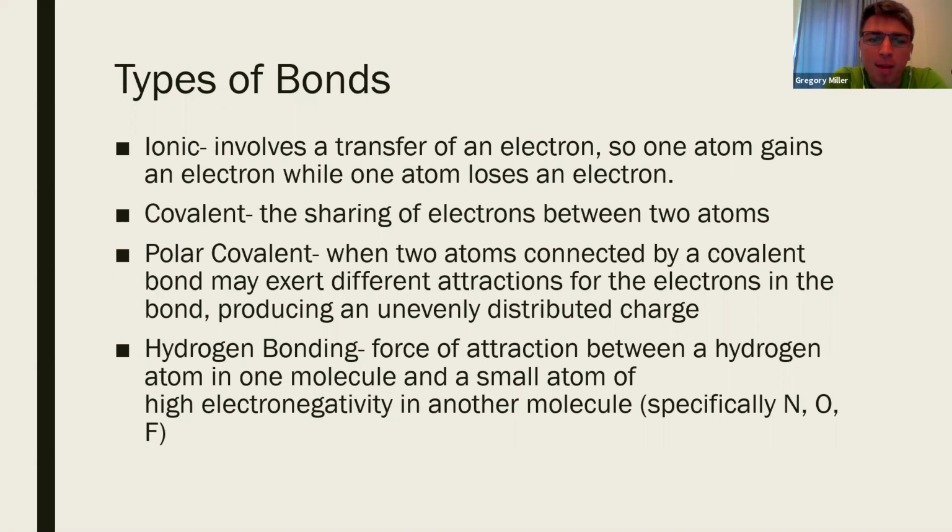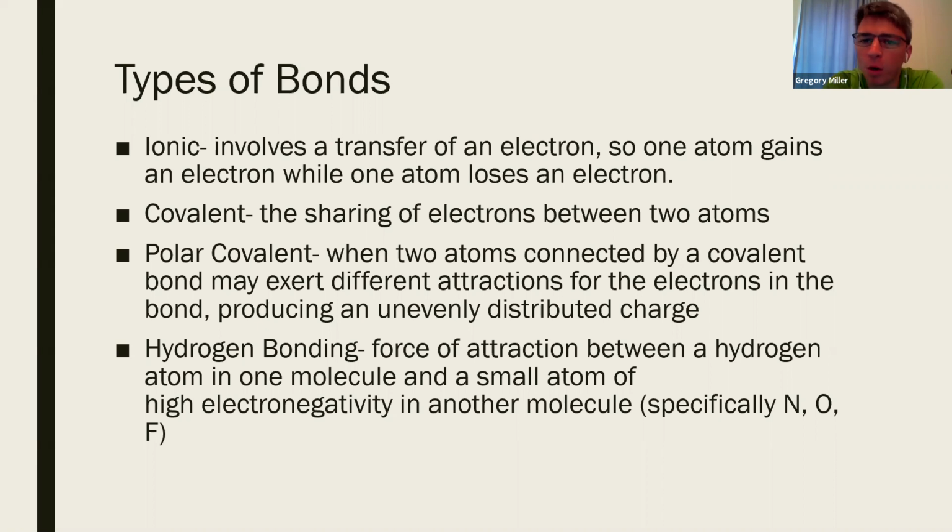So types of bonds. There are really two types of bonds, ionic and covalent, and some of those have some subsets. Ionic bonds involve the transfer of electrons from one atom to another. These usually occur between metals and nonmetals. So for example, sodium chloride, the sodium loses an electron, becomes +1, the chlorine gains that electron, becomes -1, and then that electrostatic force holds them together.